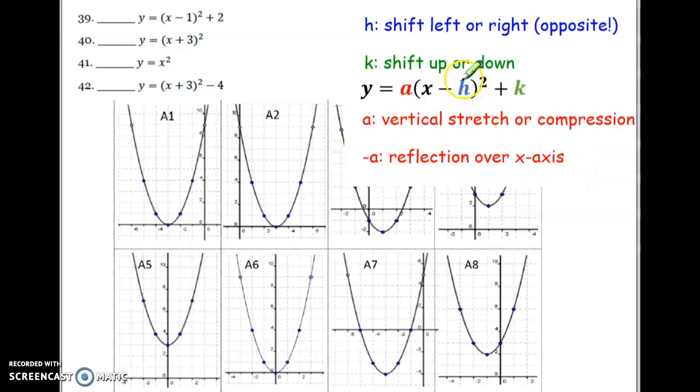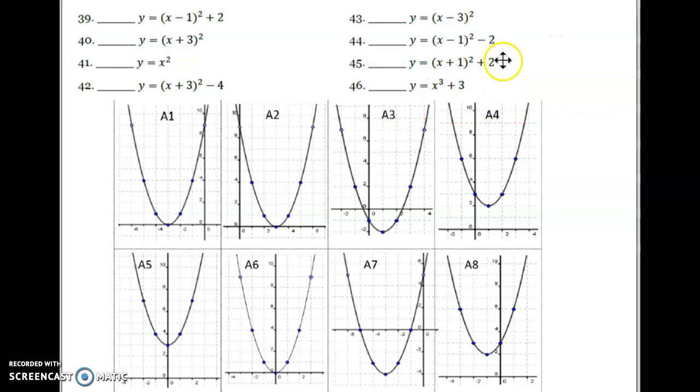Inside of the parentheses is the value of h, and that is going to shift our parabola left or right, and those signs are going to feel the opposite. And then the k value on the outside of the parentheses, added after x has been squared, is going to shift the graph up or down. So I'm going to go ahead and delete that so that we can see all the matching options, and we're going to talk through just a couple of these.